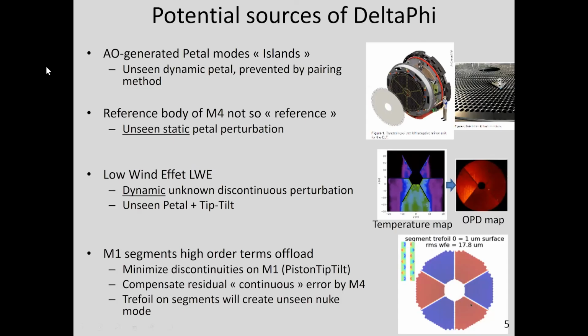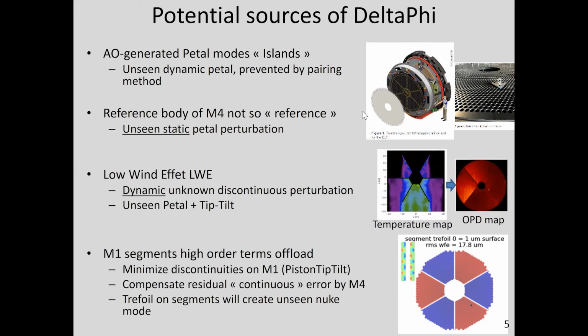So what could be the possible sources of this aberration? The first one, which I already talked about, is the AO-generated petal modes that we call islands at some point, that are actually introduced by the loop, just by the wavefront sensor. The usual wavefront sensors are unable to sense it. So this is typically a dynamic petal that we can prevent by pairing the actuators, although this is not very sufficient.